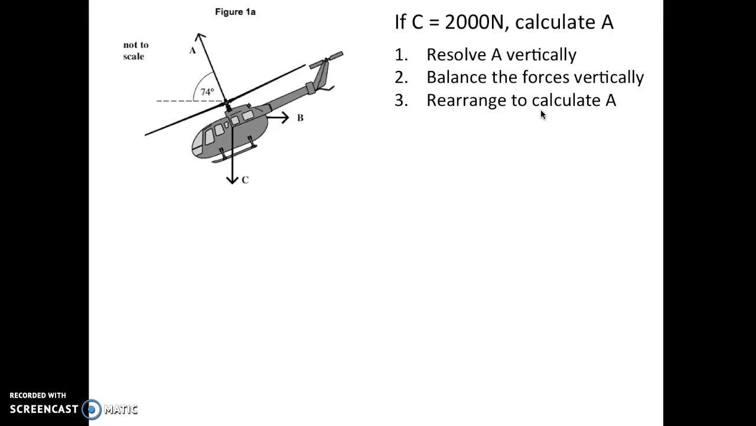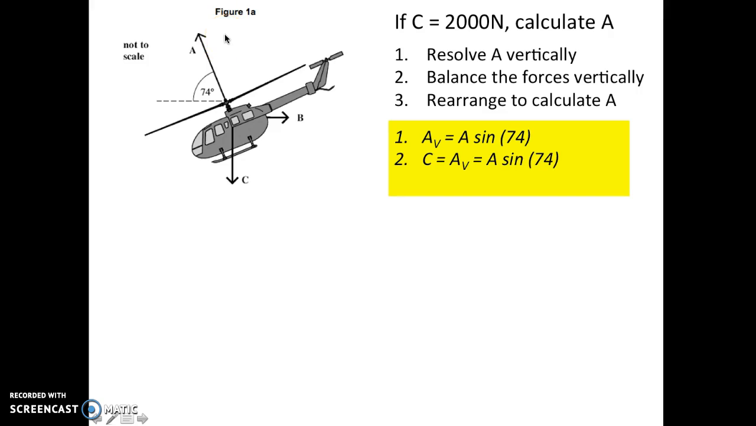So resolve A vertically. AV equals A sine 74, because I'm moving away from the angle, sine upwards. Number 2, balance the forces vertically. C has got to be equal to AV because it's not moving upwards. So C equals A sine 74. Number 3, rearrange to calculate A. A equals C divided by sine 74. I know C is 2,000 newtons, so A is 960 newtons to 2 significant places.